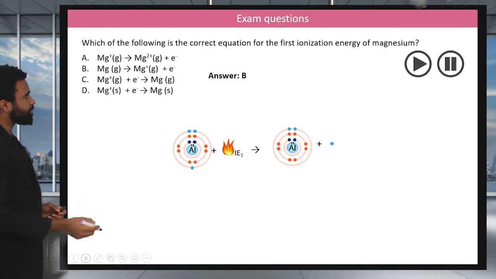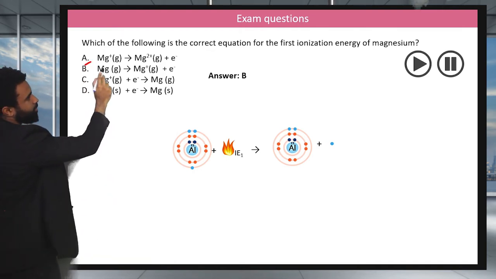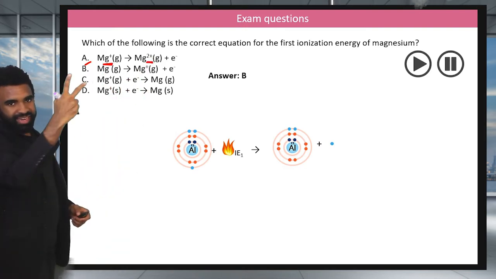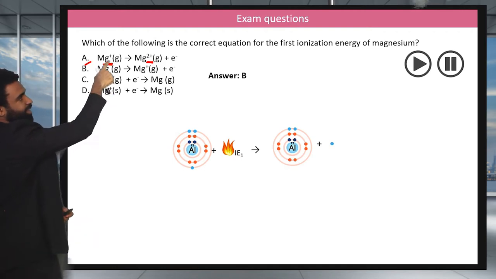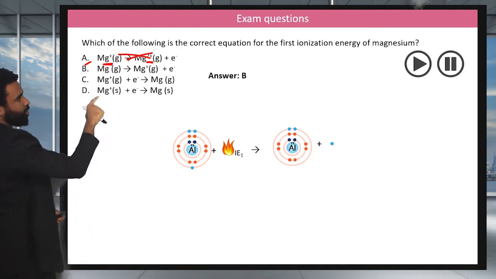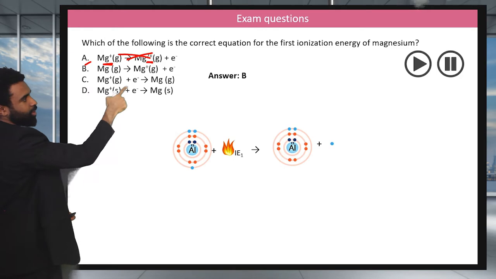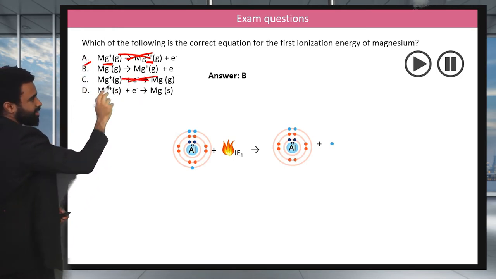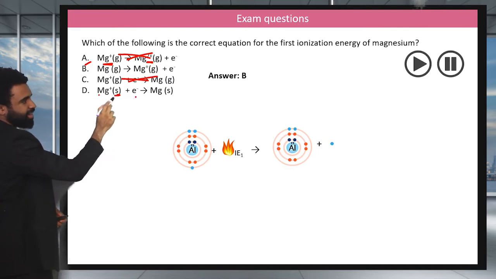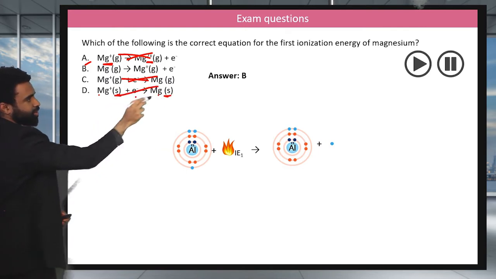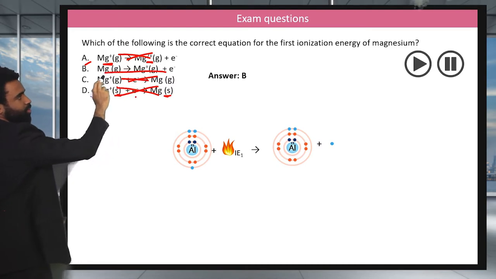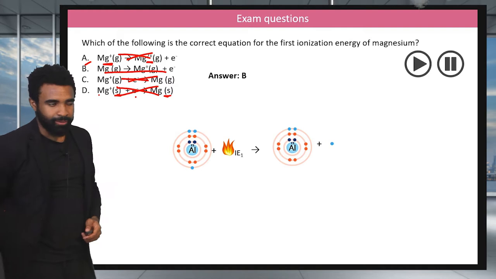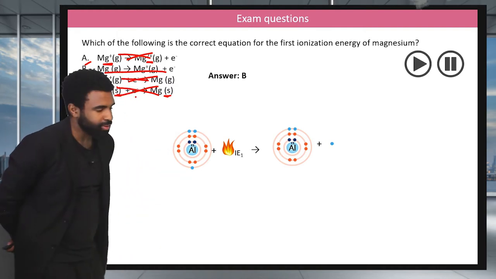So let's see if we can do elimination. So A, we have the magnesium positive ion becoming Mg2+. That is the second ionization energy because we've already removed one electron. So obviously it's not that one. Why isn't it C? Well, because in C we're gaining an electron. That's something different. That's electron affinity. So that's off. D, we're also gaining an electron and it's a solid atom. So this is off for two reasons. So that leaves us just with this one. Here we lose an electron to form a singly positive magnesium ion. And that's the first ionization energy of magnesium.